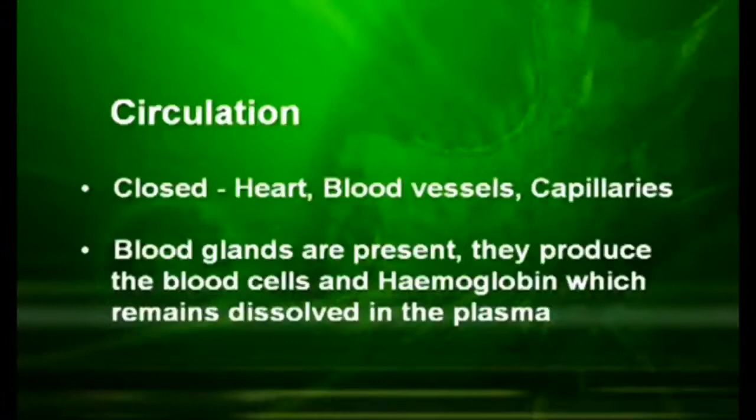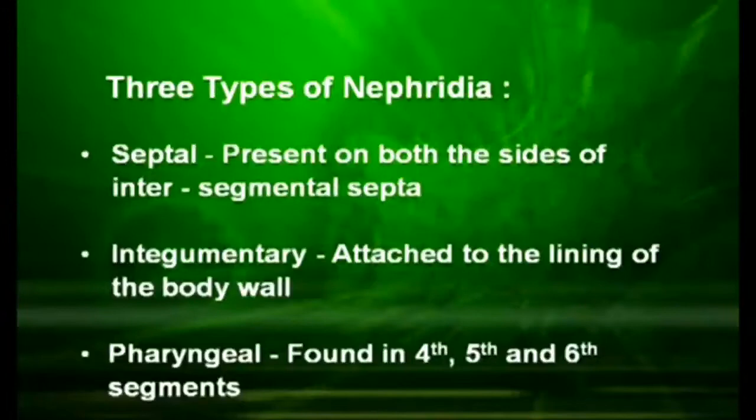The excretory organs of earthworm include the segmentally arranged coiled tubular organs called the nephridia. There are three types of nephridia: the septal, the integumentary and the pharyngeal. The septal nephridia are present on both sides of intersegmental septa. The integumentary nephridia are attached to the lining of the body wall, and the pharyngeal nephridia are found in the 4th, 5th and 6th segments.